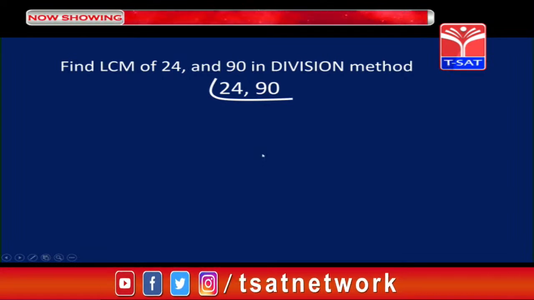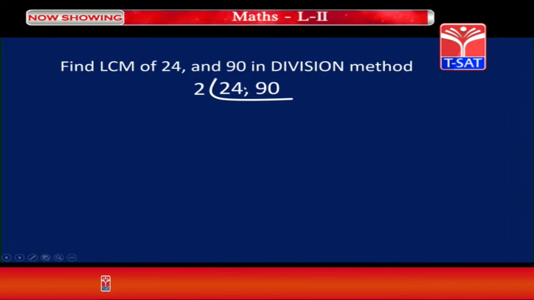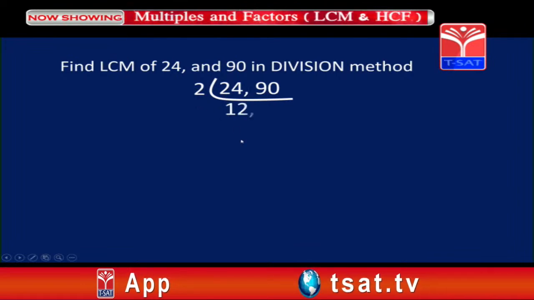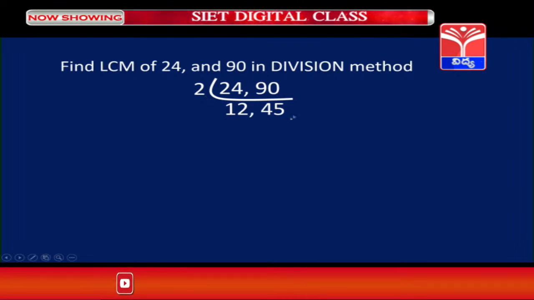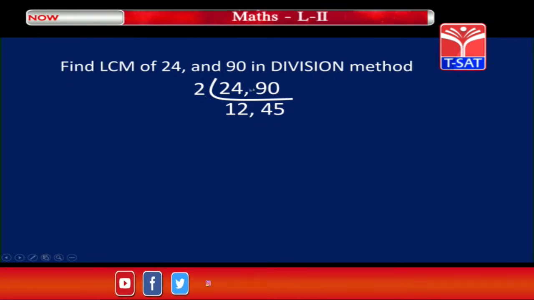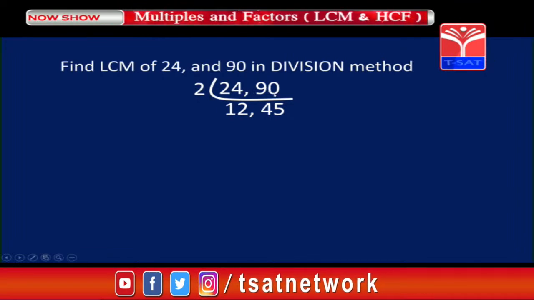Now take the first prime number 2 here, as these two are even numbers. Now divide this 24 by 2, we get 12 here, and divide this 90 by 2, we get 45 here. So we have divided these two numbers by the first prime number 2, as these two are even numbers.